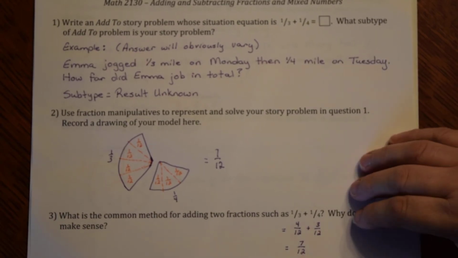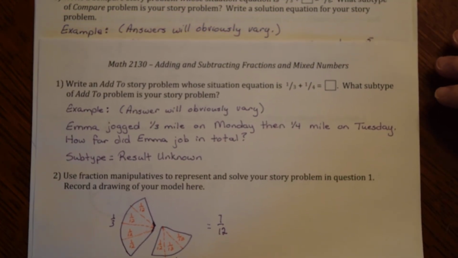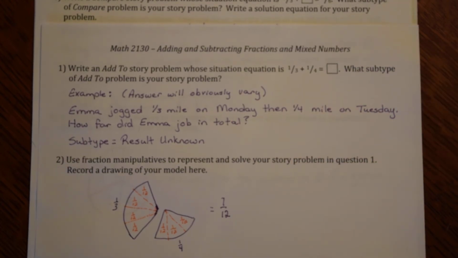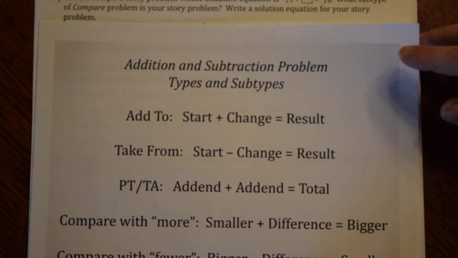Okay, so please take a look at problem 4. It wants you to write a story problem. Write a compare story problem whose situation is 2/3 plus something is equal to 5/6. What subtype of compare problem is your story problem? Write an equation for your story problem, a solution equation.